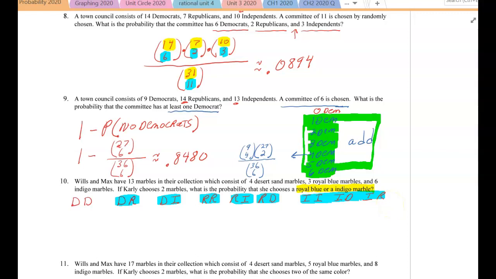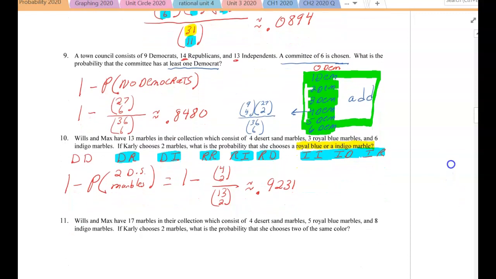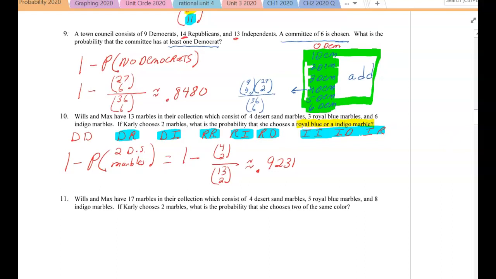Well, what's missing? 2 desert sand. So this is the idea of the complement again. So I'm going to do 1 minus the probability of 2 desert sand marbles. So that'll be 1 minus, there are 4 desert sands, so 4 choose 2, divided by the total number of marbles, 13 choose 2. Doing that on a calculator, I get 0.9231. So this one is a little different than number 9, but it still uses the same concept of the complement.